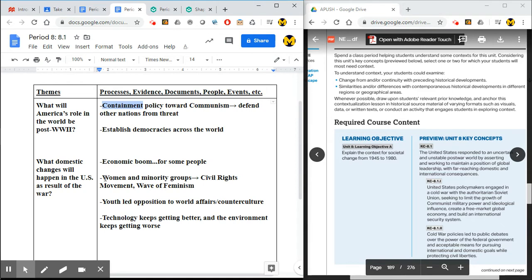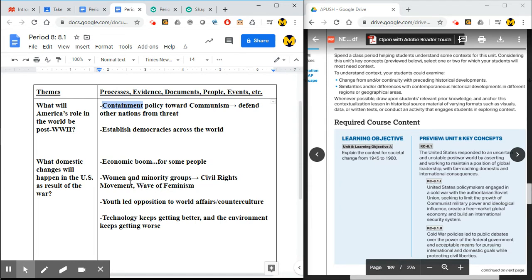Other domestic changes, women, minority groups, we're going to see the civil rights movement as a key part of this time period. We get in the 50s, segregation is still a thing. Plessy versus Ferguson has not been overturned. Segregation is still legal in the United States. And so we're going to see the civil rights movement happen.